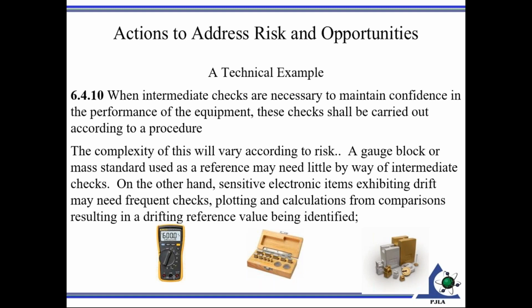One thing you may want to consider is the actual equipment itself. A gauge block or a mass standard, if they're used as references, may need very little in the way of intermediate checks. You have a gauge block or a mass standard that you incorporate into your testing or calibration activities. They're pretty stable. They tend not to drift as long as they're handled correctly. On the other hand, sensitive equipment items exhibiting drift may need more frequent checks. Plotting and calculations from comparisons resulting in drifting reference values may be identified. So looking at the risk and looking at this requirement on performing intermediate checks, maybe something to consider here is the device itself and the risk of non-conforming work associated with standards or equipment drifting out of tolerance.